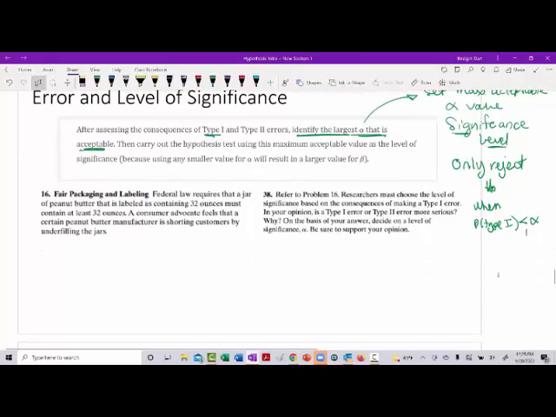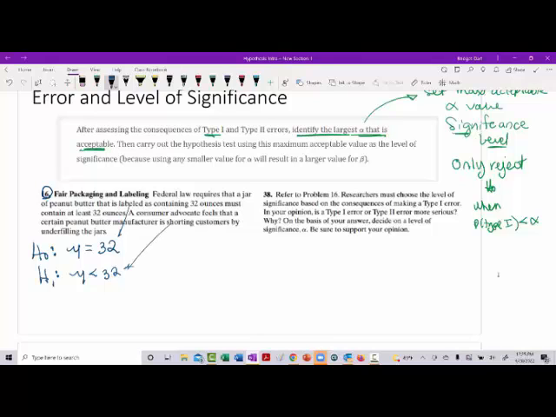In number 16 that you see on the screen, it says that federal law requires that a jar of peanut butter that is labeled as containing 32 ounces must contain at least 32 ounces. Fair enough. A consumer advocate feels that a certain peanut butter manufacturer is shorting its customers by underfilling its jars. So this lays out a hypothesis testing scenario where mu represents the mean amount of peanut butter in the jars. We have this, it's got to be 32, right? That's what the label says. But we have a consumer advocacy group that believes that it's less than that, right? They're underfilling their jars. They're shorting their customers, right? So there's our competing hypotheses.